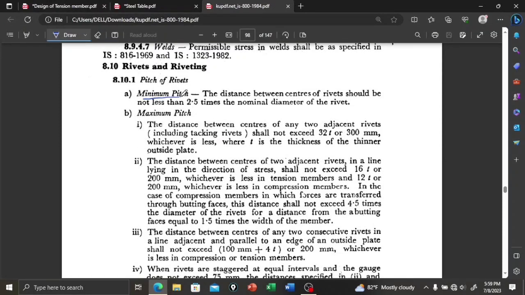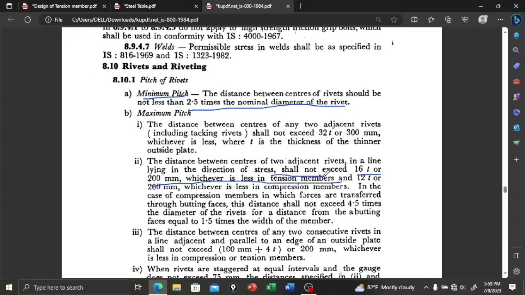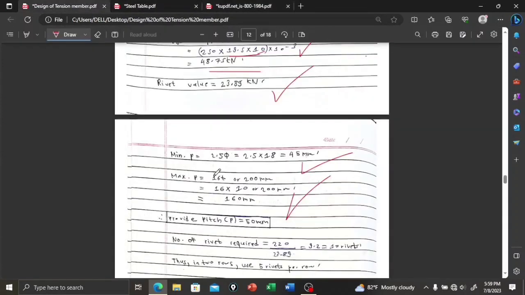So minimum pitch is 2.5 times the nominal diameter, and maximum pitch is 16t or 200, whichever is less, in tension member. We are dealing with a tension member now, so 16t or 200 mm, whichever is less, and less is 160 mm. So minimum is 45 and maximum is 160, so we can choose this 50, which is between these two.